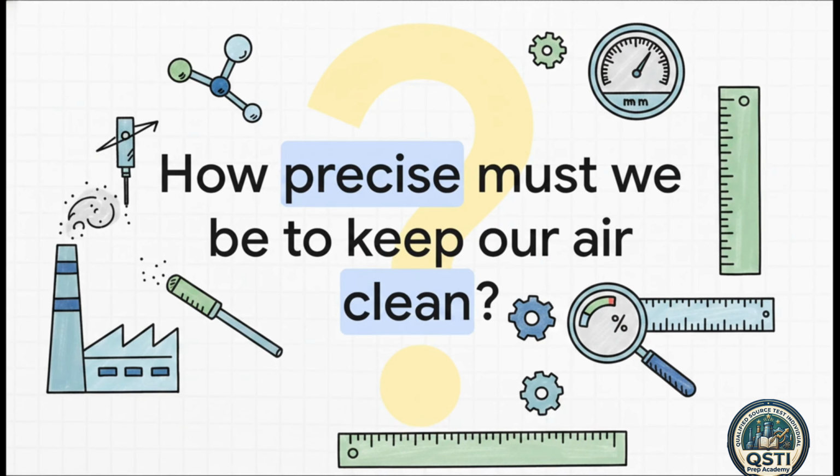Which leaves us with this final, thought-provoking question. How precise must our scientific methods be to guarantee the air we breathe actually stays clean? The sheer level of meticulous engineering inside EPA Method 17 proves that true environmental compliance isn't just about broad strokes. It's a game of rigorous millimeters and incredibly strict percentages.